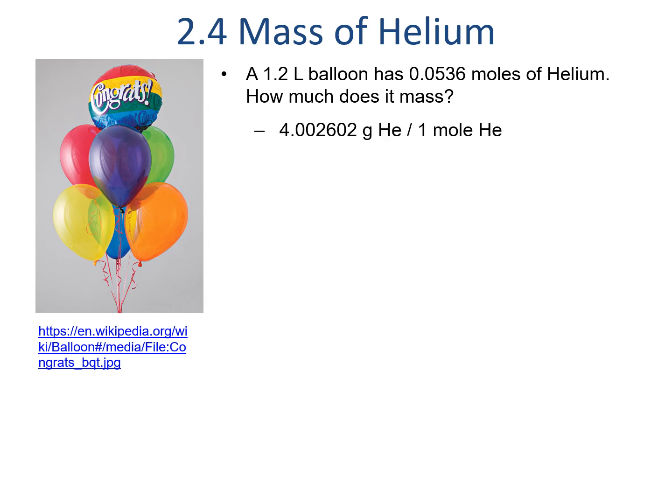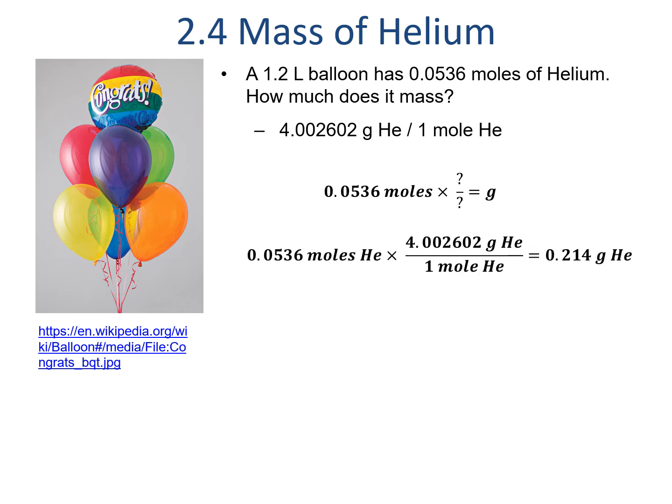For reference, the molar mass of helium is 4.002602 grams helium per mole helium. Why don't you try to set up this problem first? What is your given and what is your target unit? And will you need to multiply or divide by molar mass to make the conversion units work out? Good. So the answer is 0.214 grams of helium.